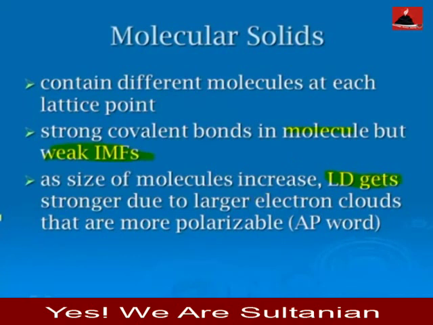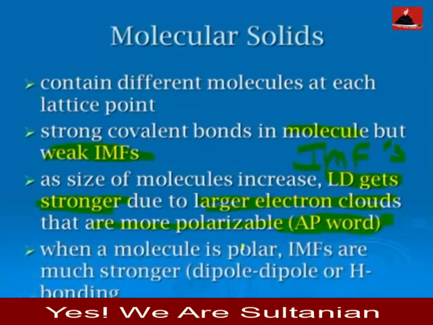As the size of the molecule increases, the London dispersion forces get stronger. Essentially the London dispersion IMFs, dipoles, all of them get stronger due to larger electron clouds that are more what we refer to as polarizable. They like that AP word. They like to ask about different reasons why things have higher melting points and higher boiling points. As the size of the molecule increases, London dispersion will get stronger because of the larger electron clouds. It's not just the fact that they're larger molecules, so they have more mass. It's that they're more polarizable.